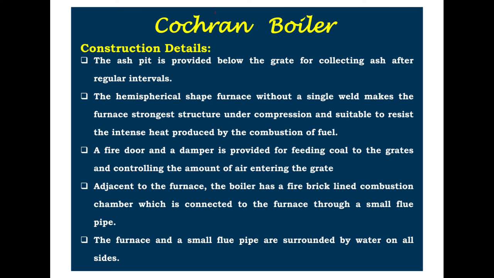These are the construction details of the Cochran boiler. The ash pit is provided below the grate for collecting ash at regular intervals. The hemispherical furnace, without a single weld, makes the furnace the strongest structure under compression and suitable to resist the intense heat produced by the combustion of fuel. The furnace and a small flue pipe are surrounded by water on all sides.